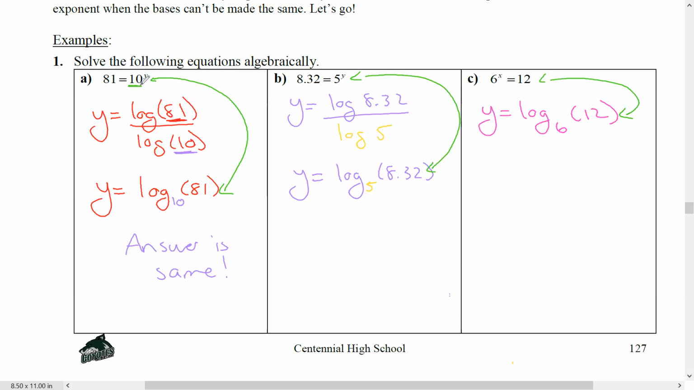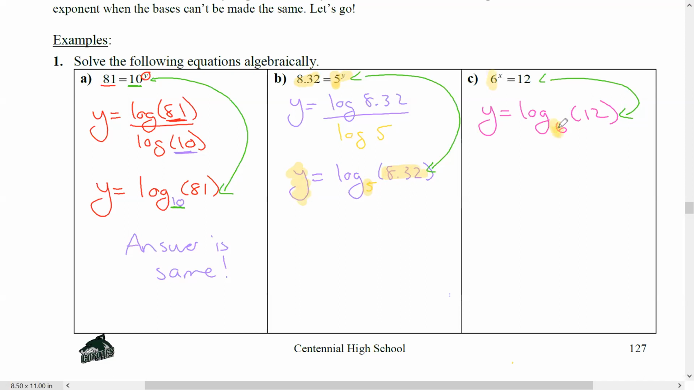Look at that. Base of 10, base of 10. And the 81 and the y switch spots. Now the y is by itself and the 81 goes with the 10. Let's look at the next one. Base 5, base 5. The y is now by itself and the 8.32 switches and goes with the 5.